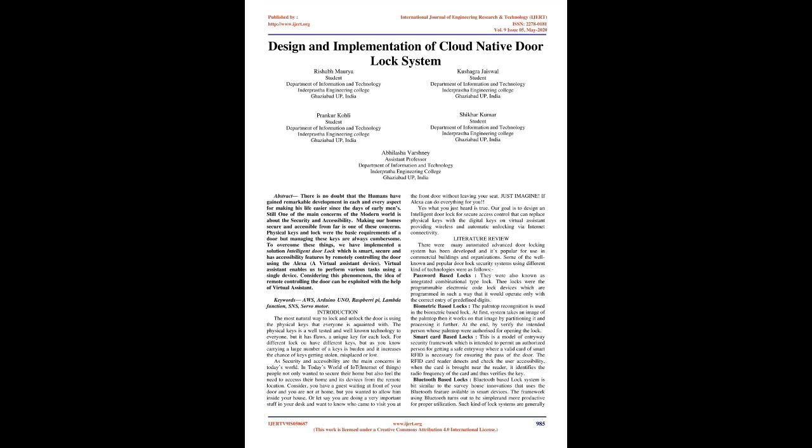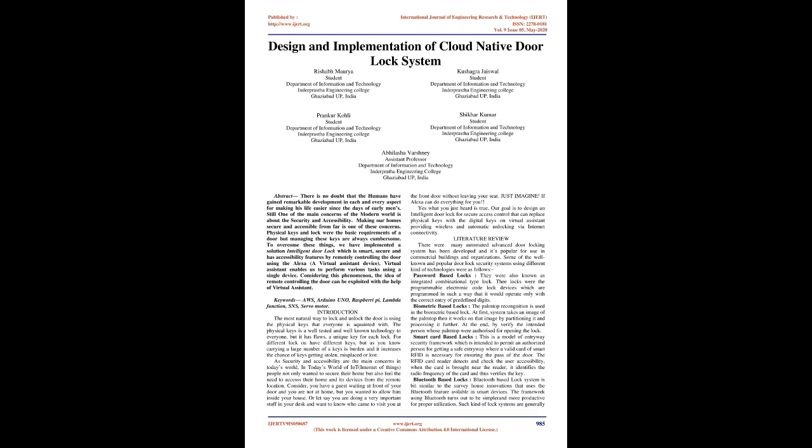Keywords: AWS, Arduino Uno, Raspberry Pi, Lambda function, SNS, servo motor. Introduction. The most natural way to lock and unlock the door is using physical keys that everyone is acquainted with. Physical keys are a well-tested and well-known technology, but they have flaws: a unique key for each lock. For different locks you have different keys, and carrying a large number of keys is a burden, and it increases the chance of keys getting stolen, misplaced, or lost.